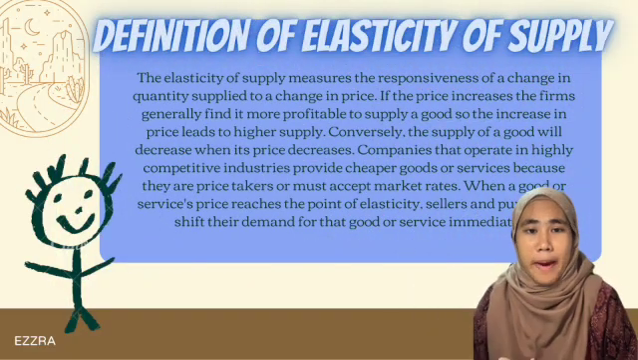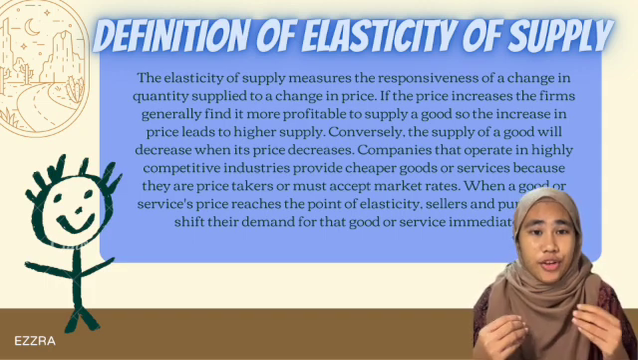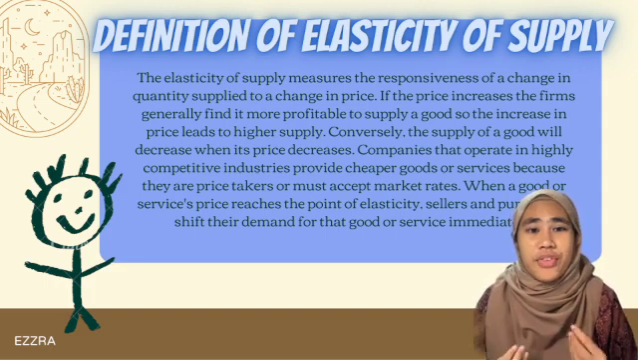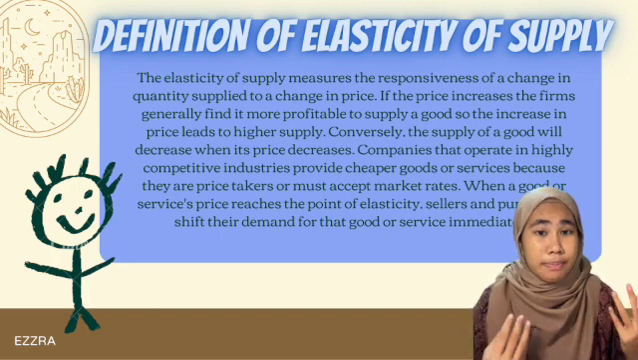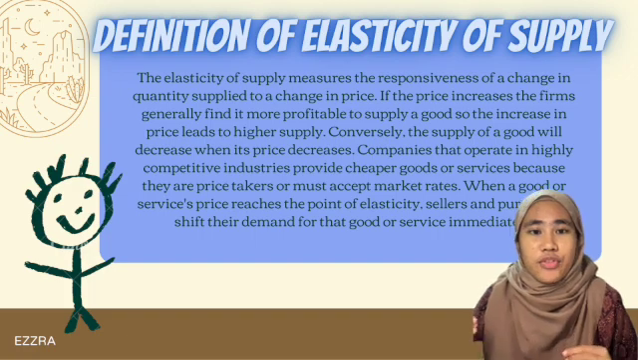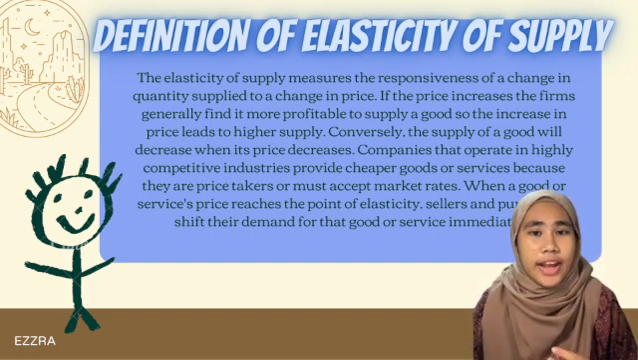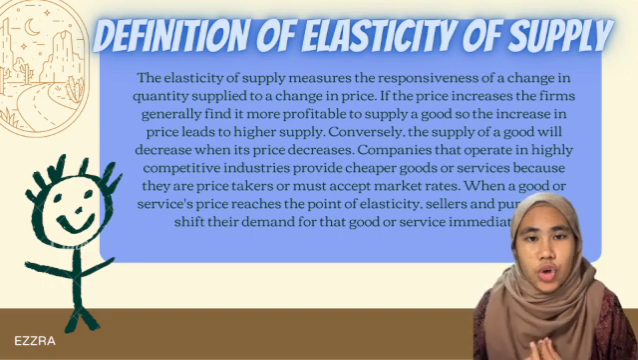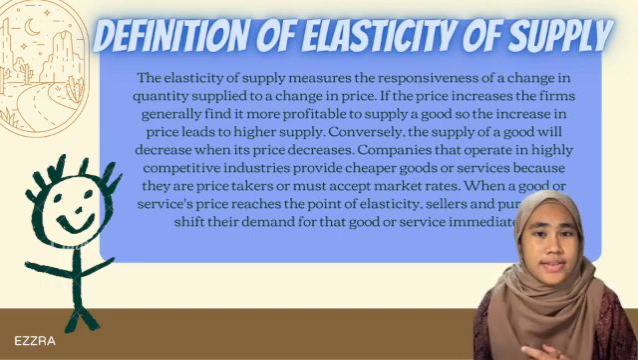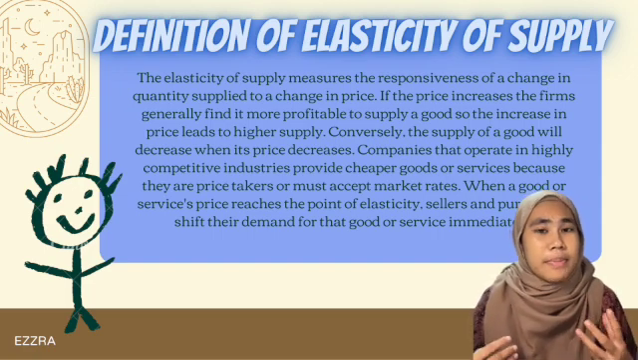The elasticity of supply measures the responsiveness of a change in quantity supplied to a change in price. If the price increases, firms generally find it more profitable to supply a good, so the increase in price leads to higher supply. Conversely, the supply of a good will decrease when its price decreases. Companies that operate in highly competitive industries provide cheaper goods or services because they are price takers and must accept market rates. When a good or service's price reaches the point of elasticity, sellers and purchasers shift their demand for that good or service immediately.